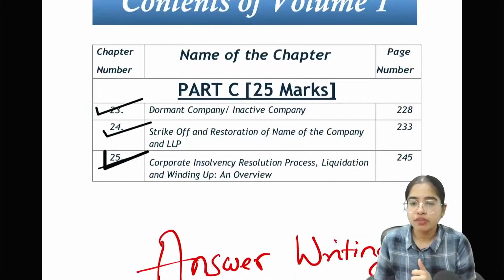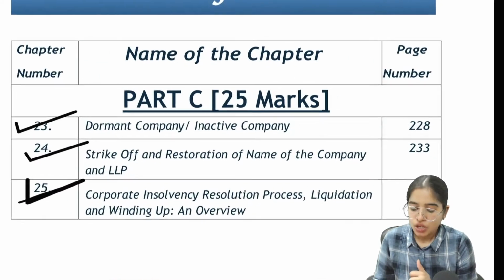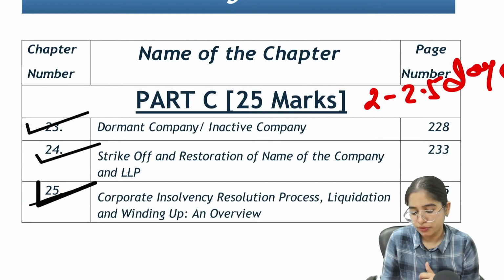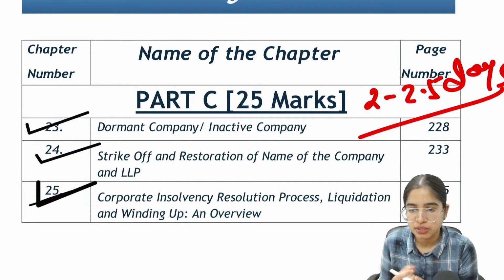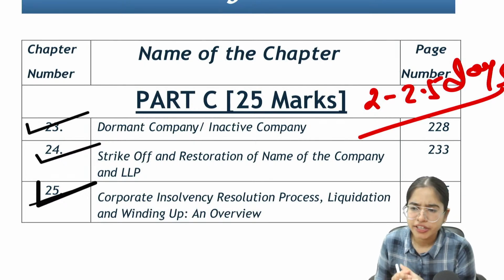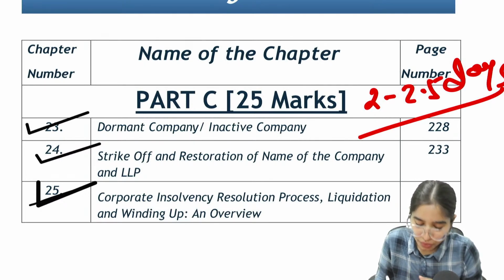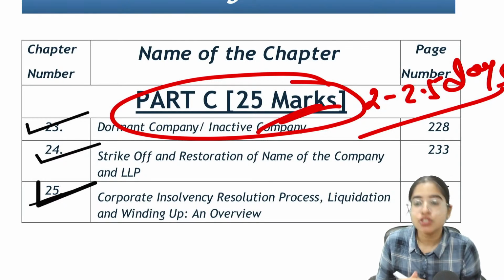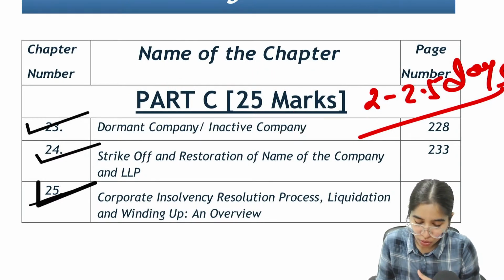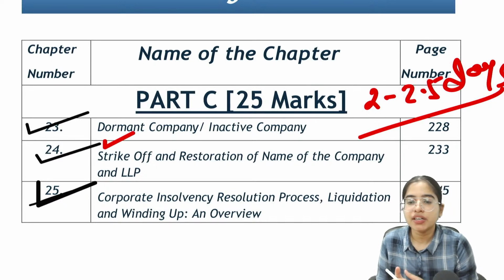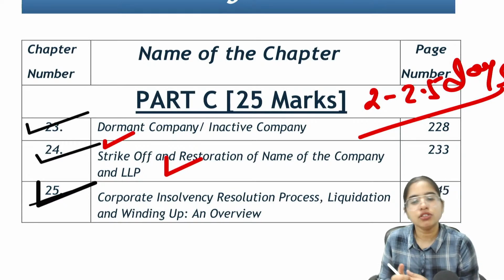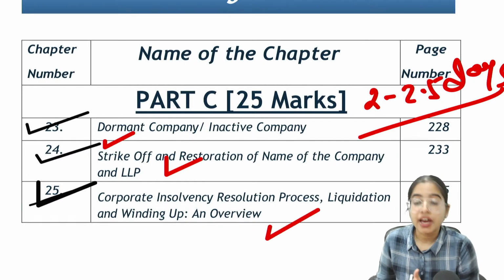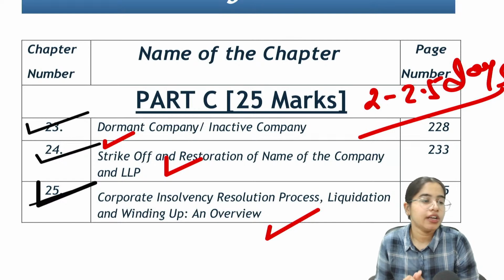From tomorrow, we will start our part C revision. For the next 2 to 3 days maximum, I'll try to cover it in 2 days. We will do our part C, which is very important, and covers your 25 marks. So tomorrow we will first discuss dormant companies, and then we will discuss striking off, and if time permits, then we can also start CIRP. So this is how we will complete our part C.